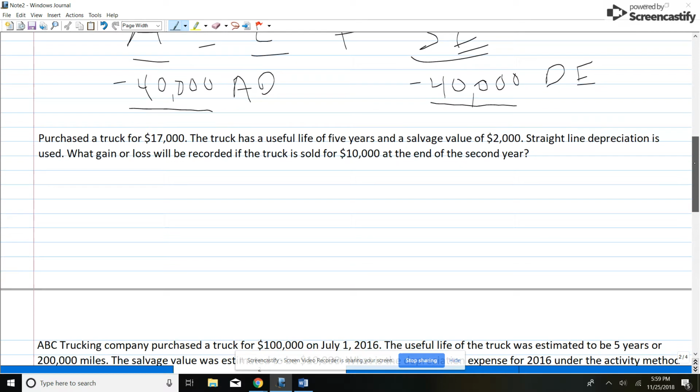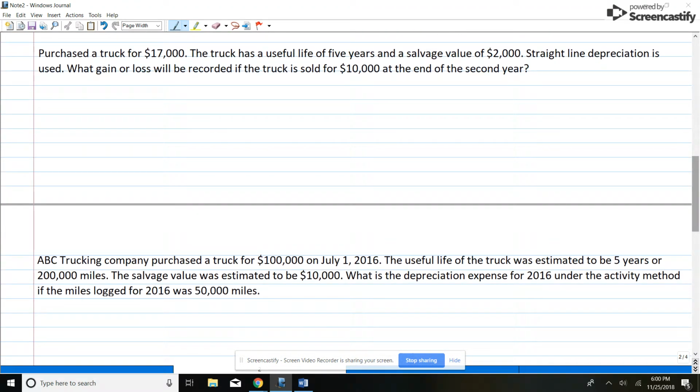All right, so let's talk about what happens when we sell the asset for some cash. We purchased a truck for $17,000. The truck has a useful life of 5 years and a salvage value of $2,000. Straight line depreciation is used. What gain or loss will be recorded if the truck is sold for $10,000 at the end of the second year? Again, we have to know what the carrying value is going to be at the end of the second year, because that's how much the equipment is worth to us at that time. And we compare that to how much cash we received to know if we got a gain or a loss.